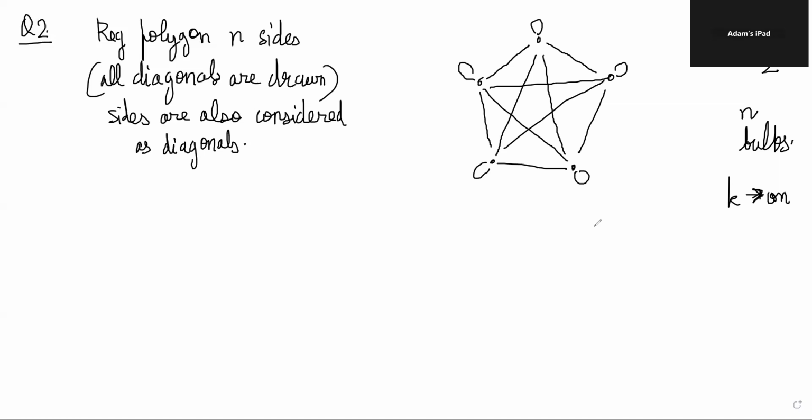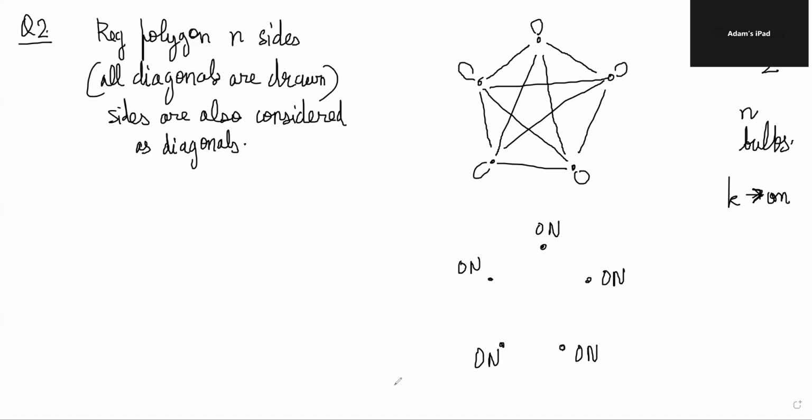Determine all possible values of K for which it is possible for Bob to turn on all the light bulbs after having erased all the diagonals. So basically the situation should look like this: all the diagonals are gone and all the light bulbs are on. All the diagonals means every side has gone. Everything is gone, right? What are the possible values of K for which this happens? So that is the question.